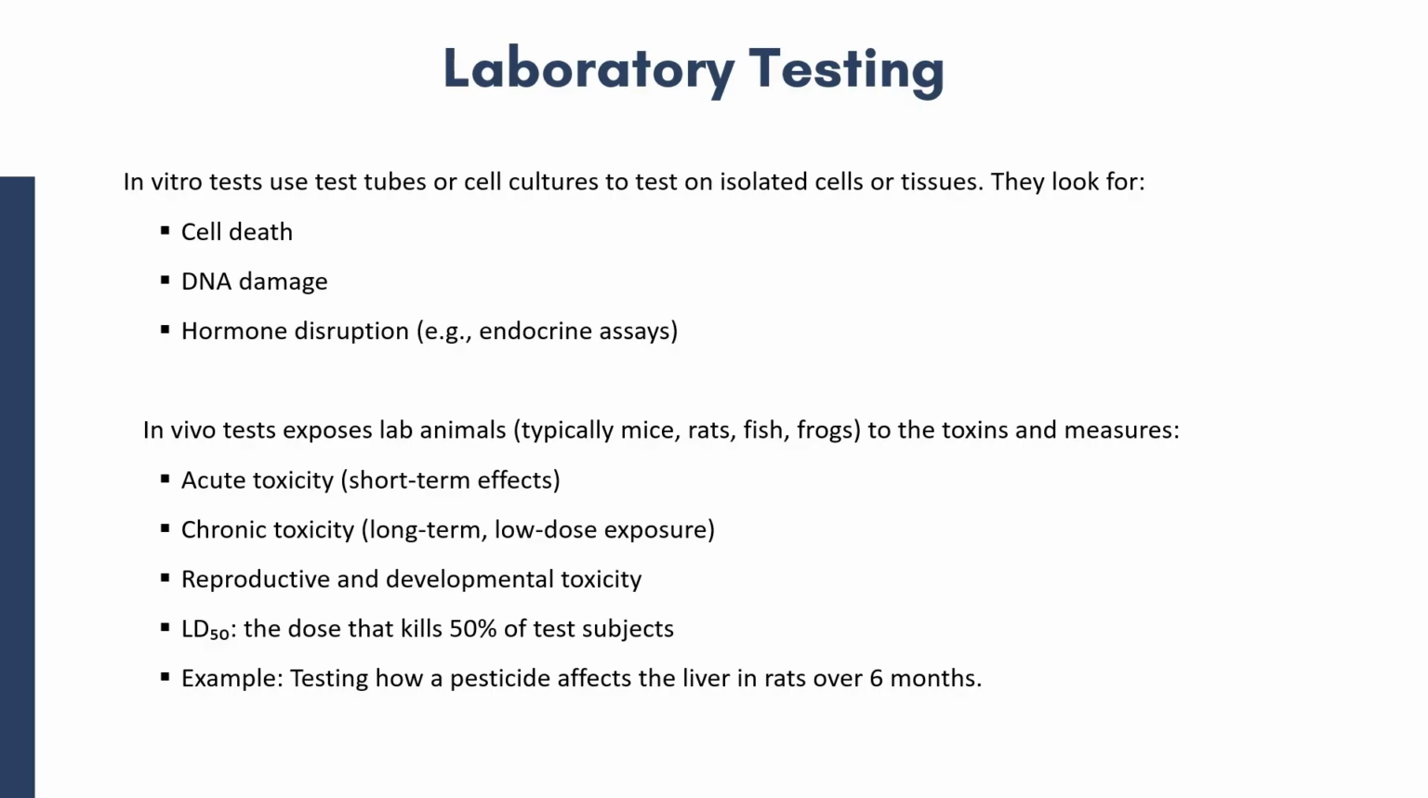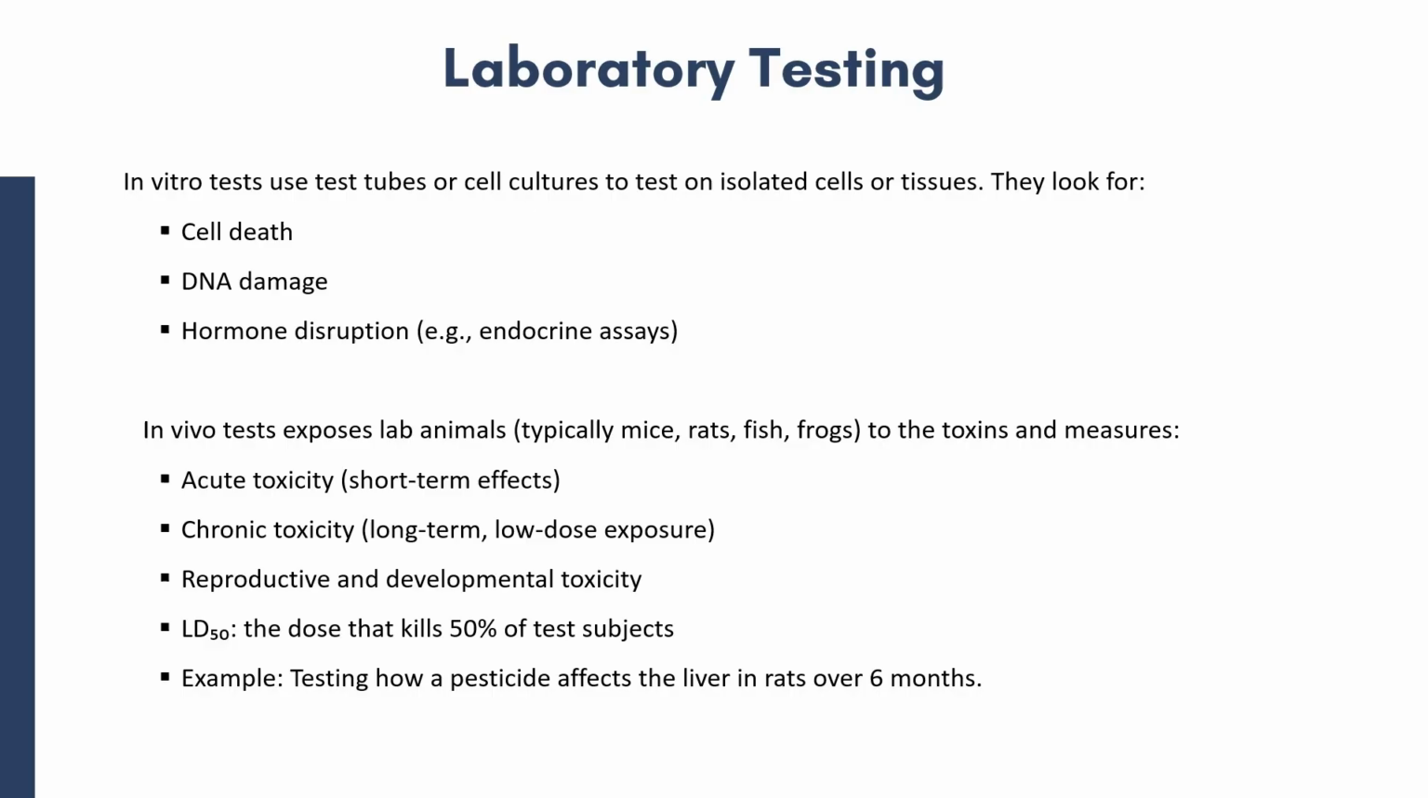In vivo means in life, and these are tests conducted on living organisms such as mice, rats, fish, or frogs. They're exposed to a toxin, and we're looking mainly for acute and chronic toxicity. So acute toxicity means short term. And one metric they use to measure this is what's called LD50. And that is the dose that kills 50% of the test subjects. If it kills 50%, we know that's too high of a dose to be exposed to, and we can confirm that that is in fact a toxic substance.